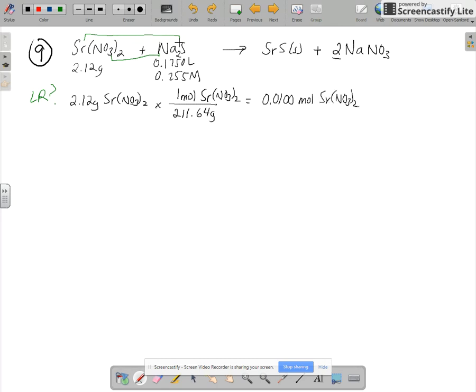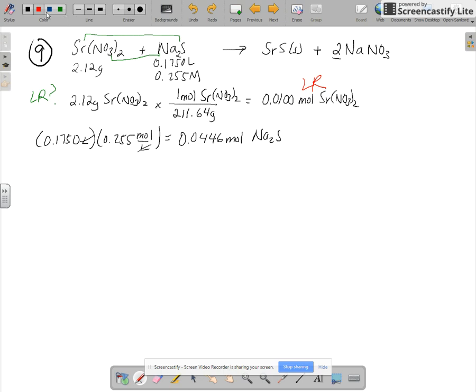All right, same idea for the sodium sulfide, but it's a solution. So I'm just going to take the volume, which I converted to liters, and multiply it by the molarity. Okay, so liters cancel out, and we're left with about 0.0446 moles of sodium sulfide. Okay, so I look at these numbers and I say, well, they're reacting in a 1-to-1 ratio. Pretty easy. Which one am I going to run out of? So smaller number wins. So my LR is the strontium nitrate. Okay, great. So that's like phase 1.